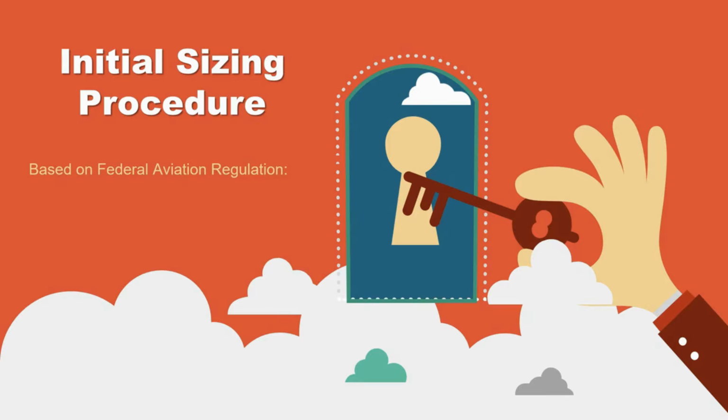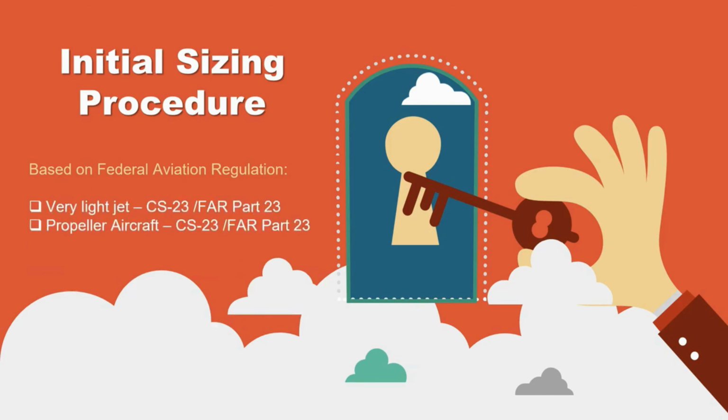In case of very lightweight aircraft, it needs to be certified from FAR part 23. In case of propeller aircraft and very light jet, it needs to get certified from FAR part 23. Or in case of jet aircraft, it needs to get certified from FAR part 25.